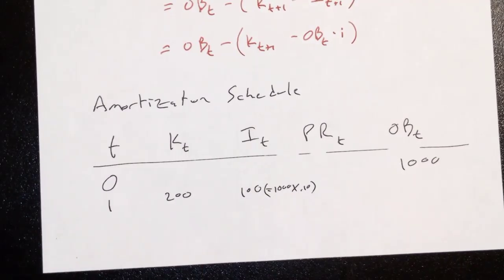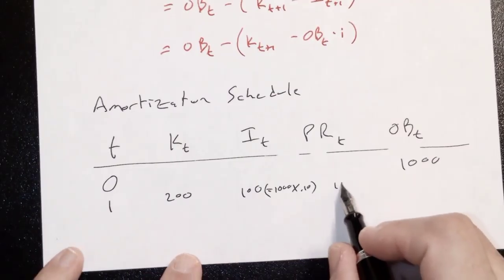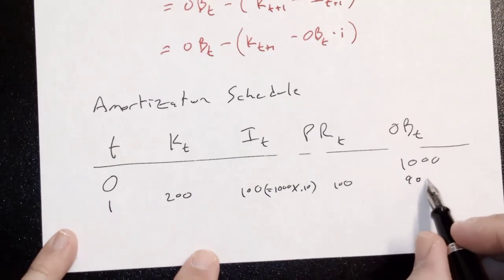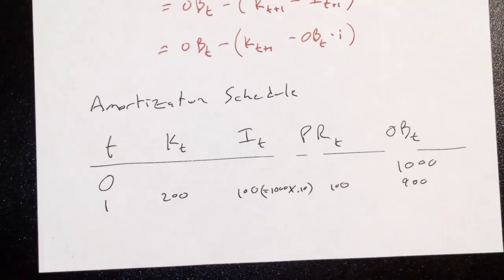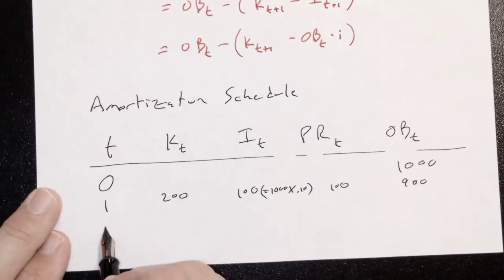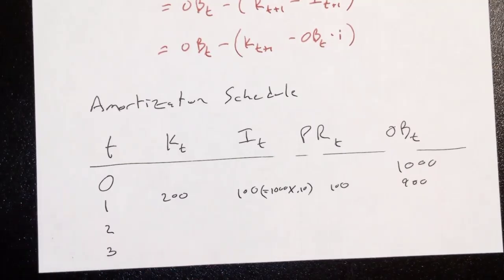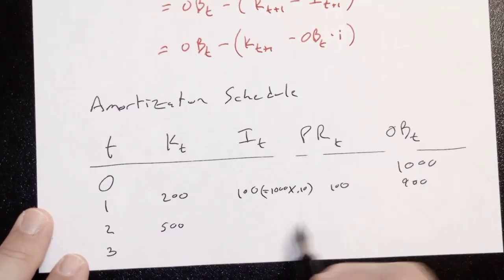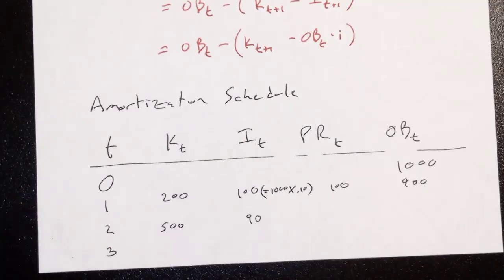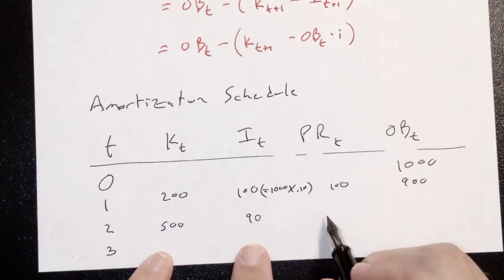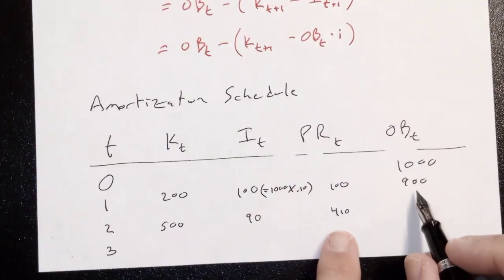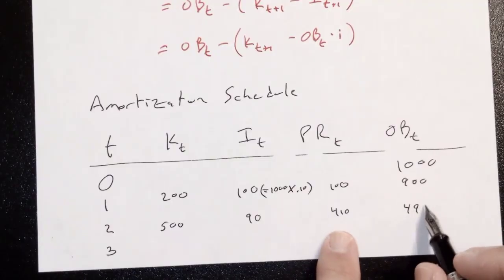How much principal did I pay? Oh, take 200, take away 100. I paid $100 in principal. Subtract that from the 1,000. My outstanding balance is 900. At the end of year 2, we made a payment of $500. The interest was 90. Subtract 500 minus 90, you get 410. Subtract 410 from 900, you get 490.